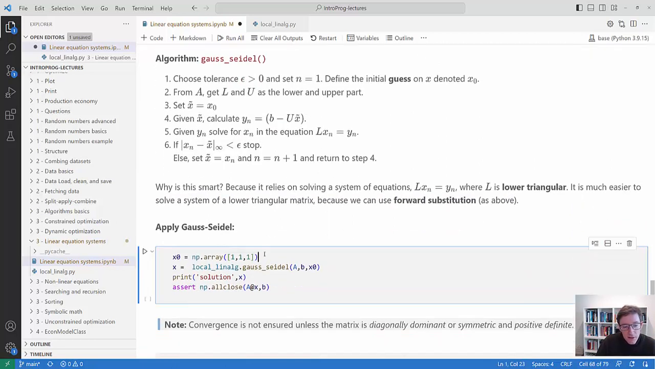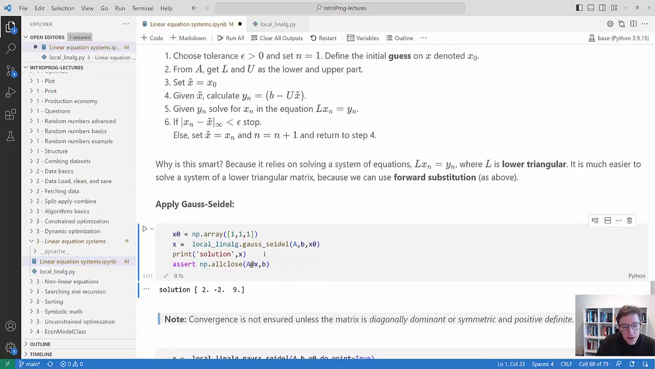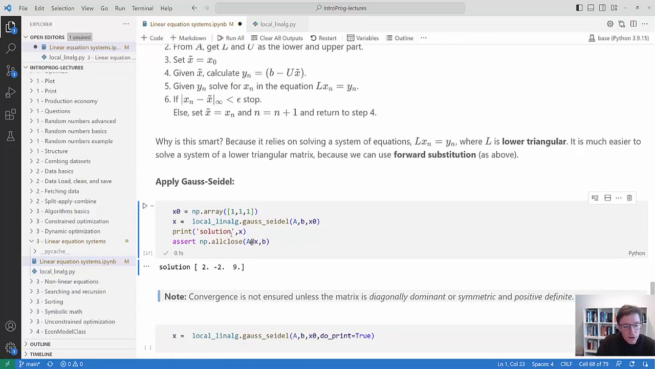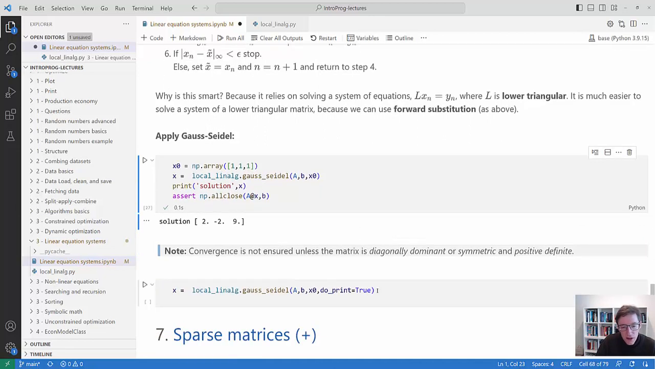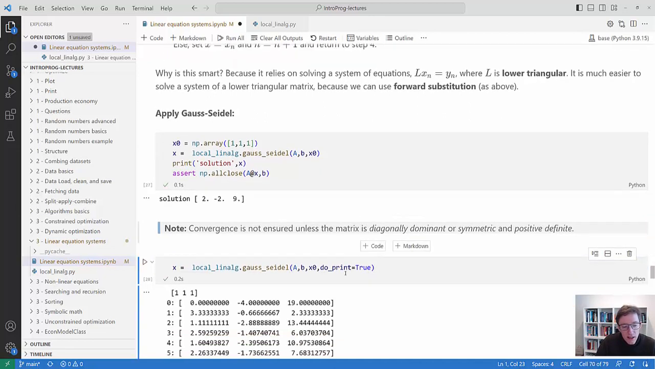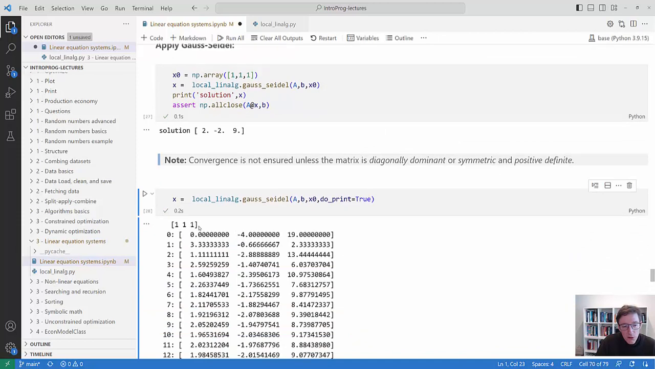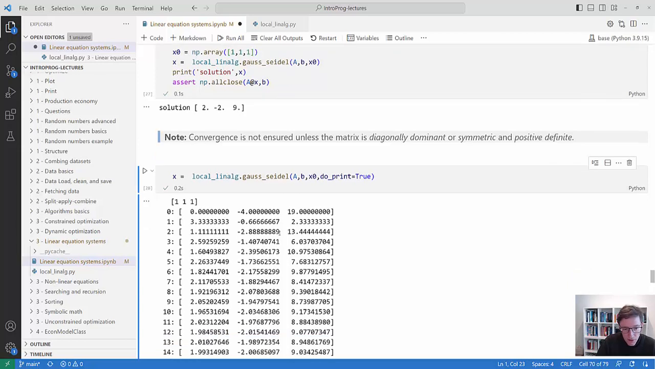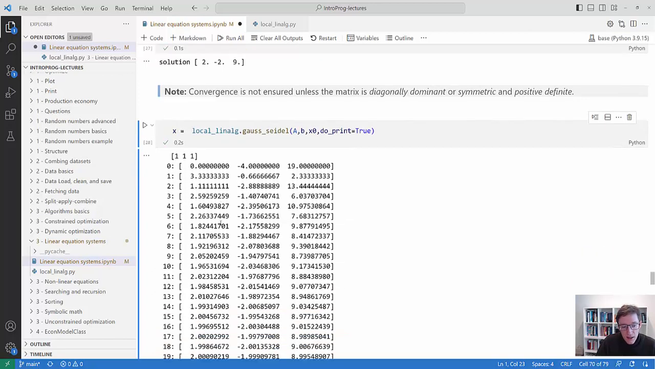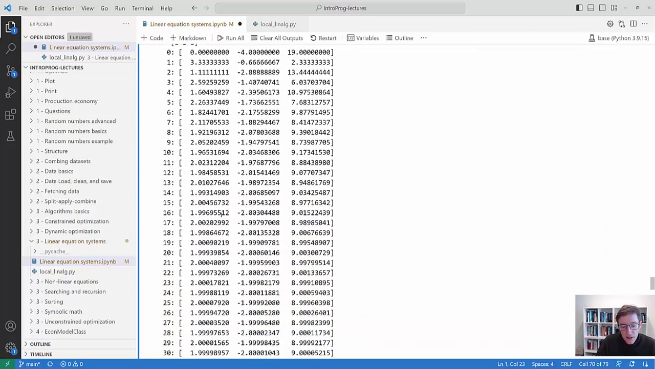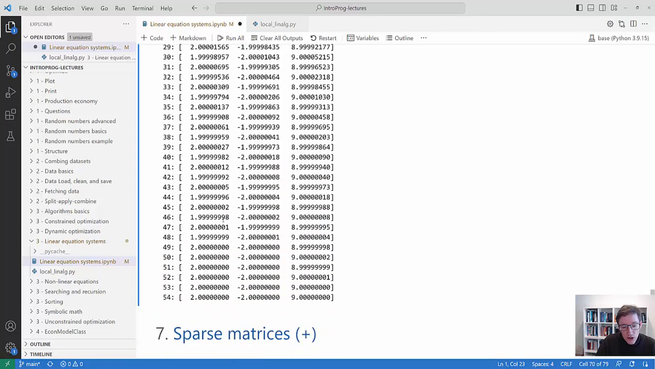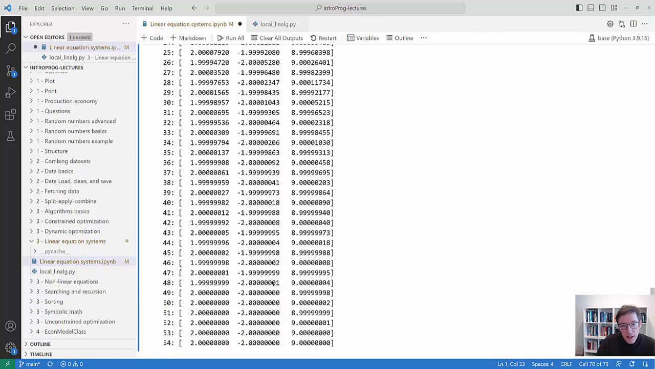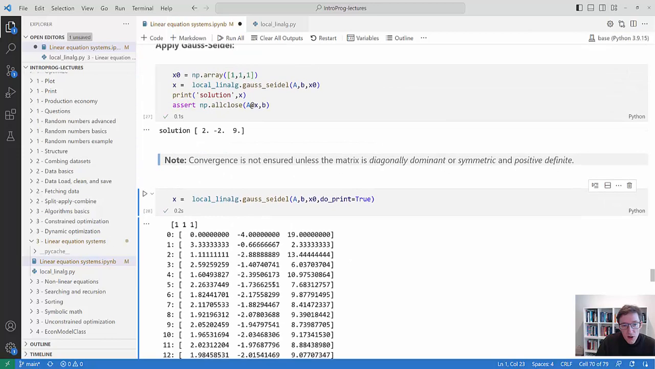And I've implemented that here, and we get the same solution as we had before. If we turn print equal true on, then we can see that I'm guessing on 1, 1, 1, and then it spits out, okay, if we want 1, 1, 1, then the left-hand side x must be 0 minus 4, 19. But that's not the same as 1, 1, 1. So then we do it again, and again, and again, and eventually we converge to the actual solution.